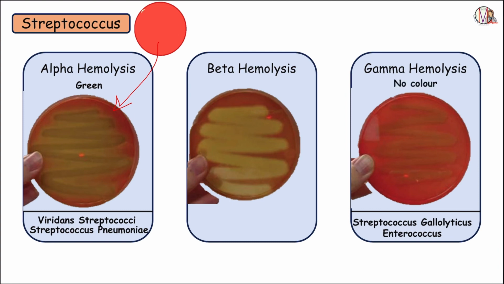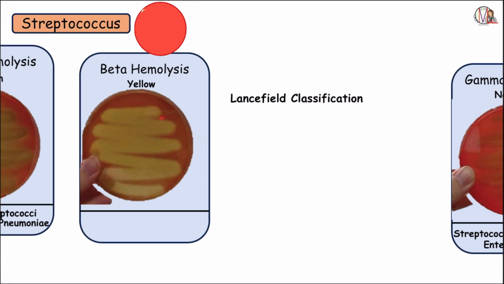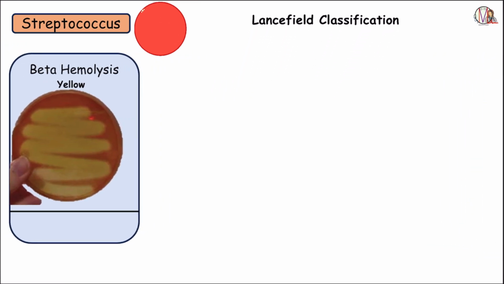And the beta hemolysis encompasses 20 groups based on the Lancefield classification system, where there is partial oxidation resulting in yellow color. The Lancefield classification system categorizes beta hemolytic streptococci into different groups based on the presence of specific cell wall antigens known as Lancefield antigens. These antigens are designated by letters A to V, excluding I and J.